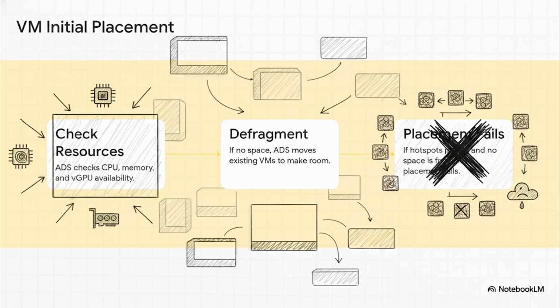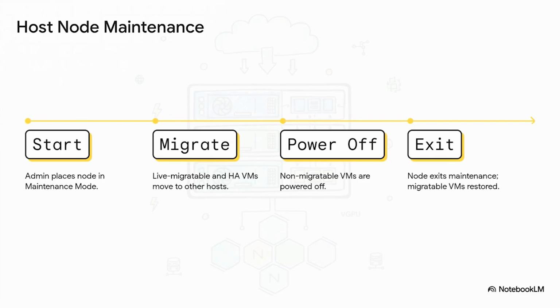Third, and pay close attention because this is a classic exam scenario, if the cluster is running too hot and there's just no way to free up space, the initial placement of that VM fails. It simply will not power on. Let's look at another example.